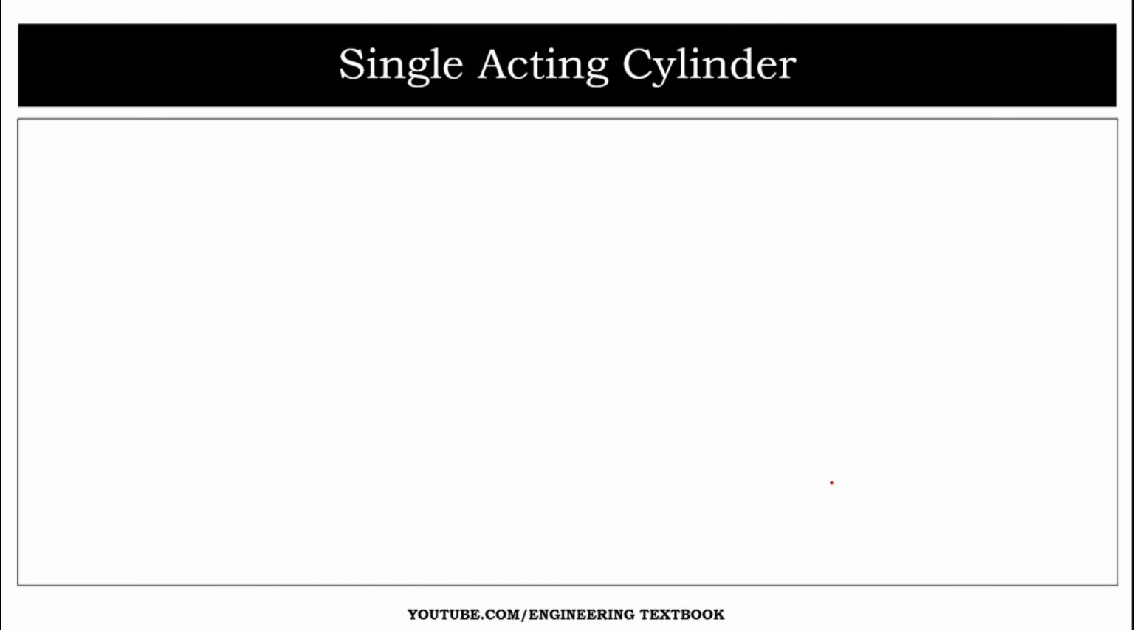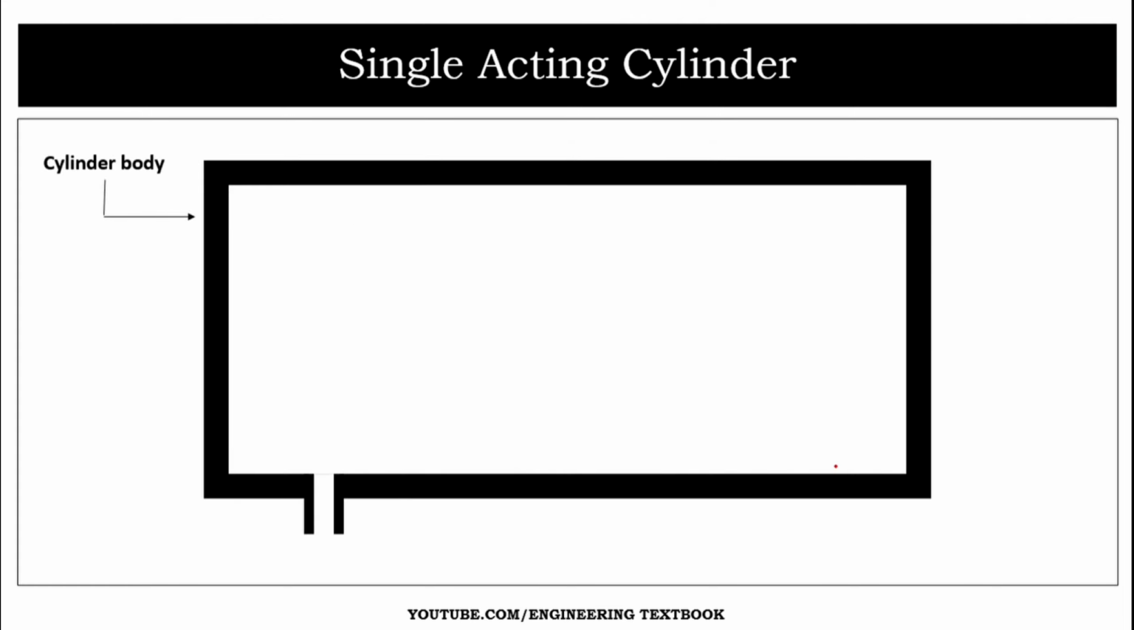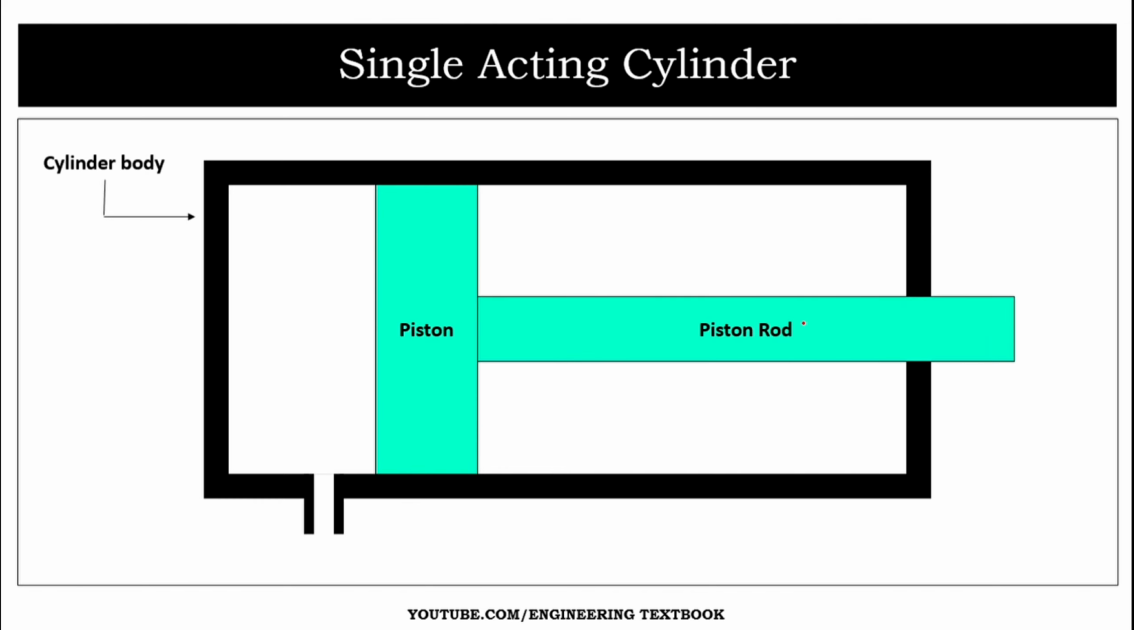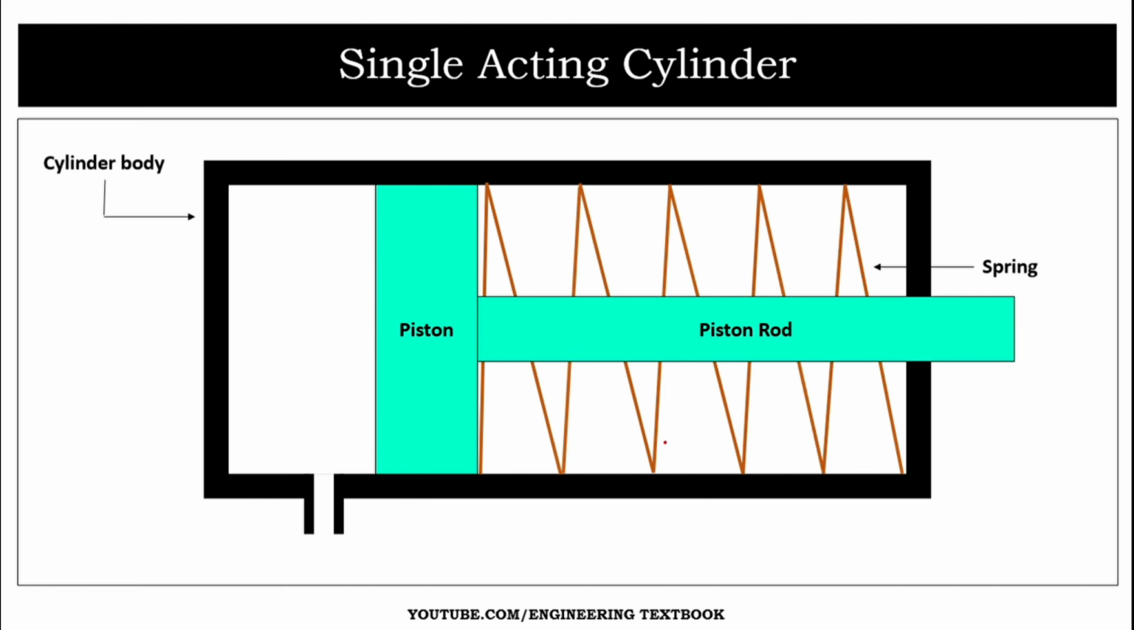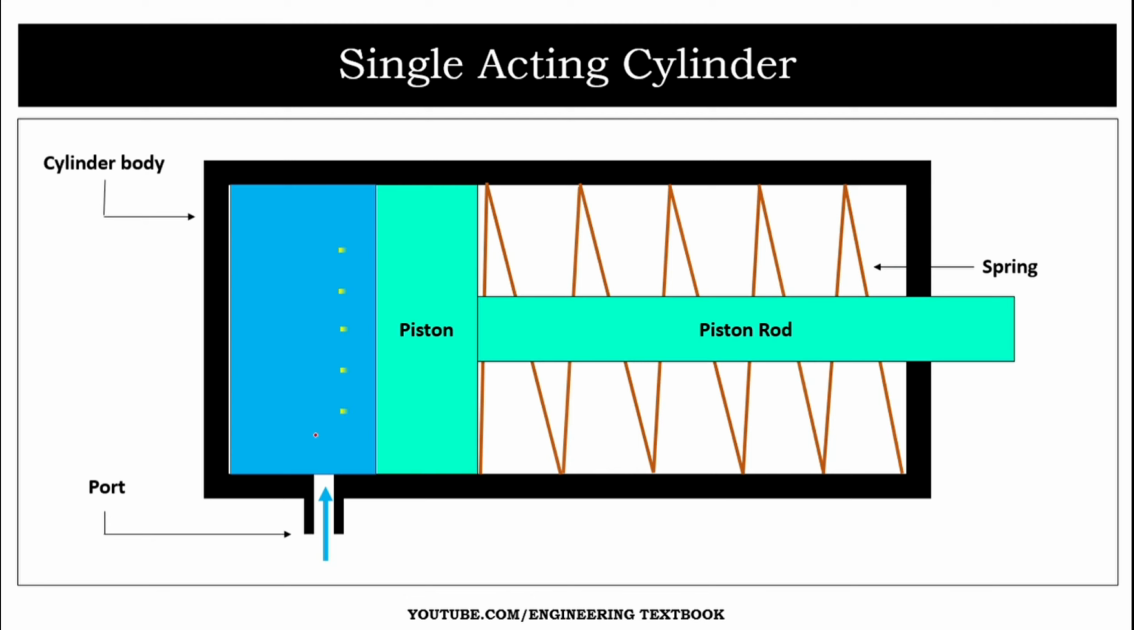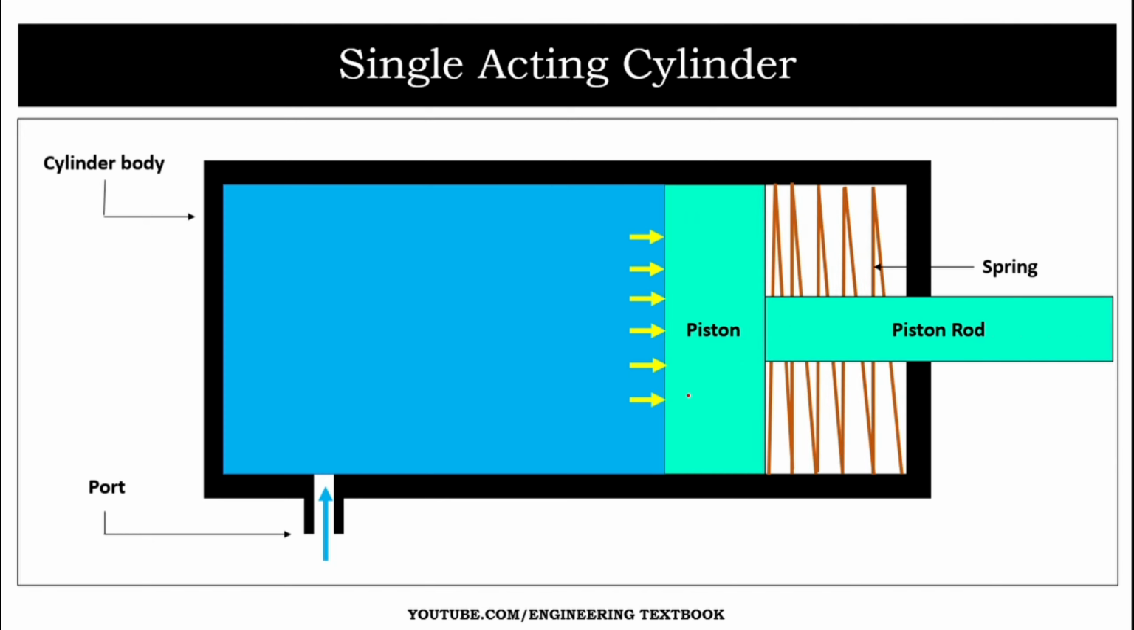Single acting cylinder. It consists of a cylinder body with a port, piston rod and a spring. So the pressurized oil enters into the cylinder through the port. The pressure force pushes the piston from left to right in direction, also known as power stroke, which compresses the spring. The useful amount of work is done through the end of the piston.